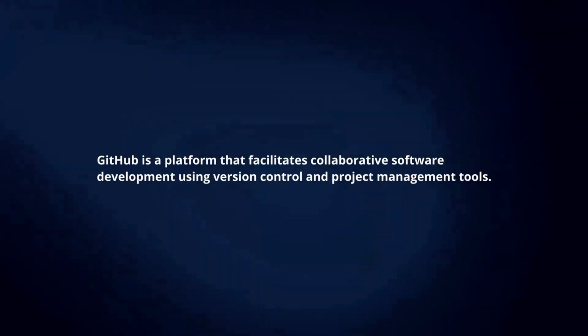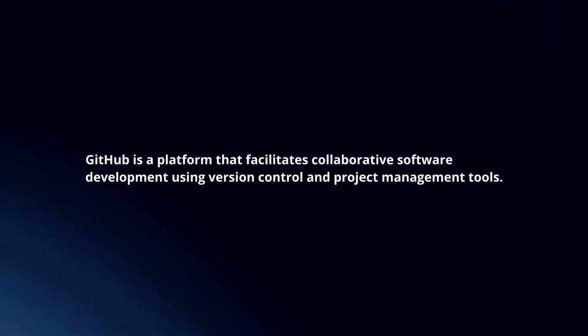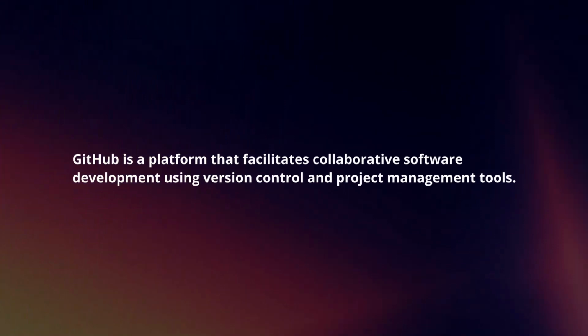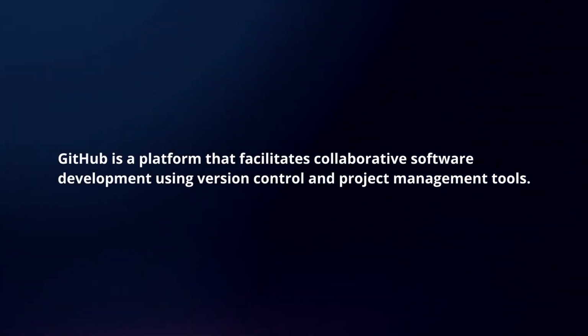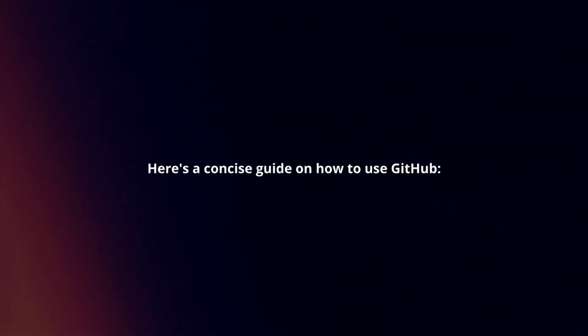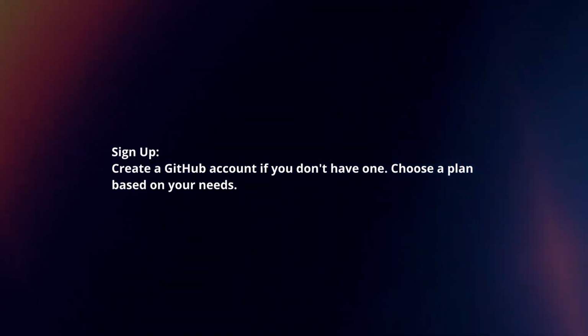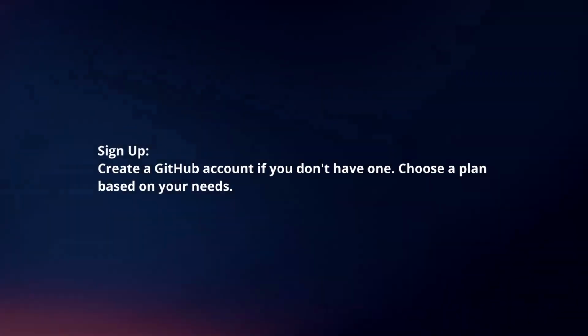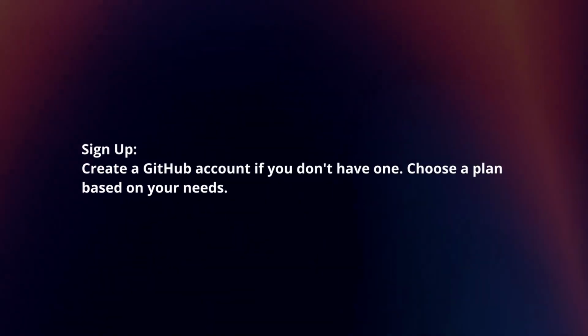GitHub is a platform that facilitates collaborative software development using version control and project management tools. Here's a concise guide on how to use GitHub. Sign up. Create a GitHub account if you don't have one. Choose a plan based on your needs.